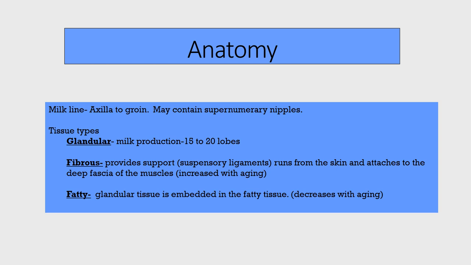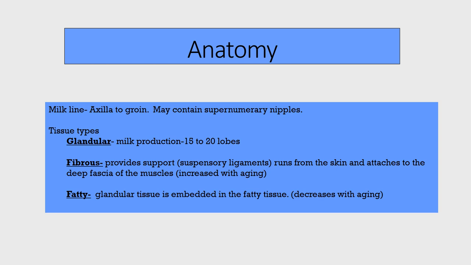There's glandular tissue. This is what actually produces milk after a woman has been pregnant and is lactating. Typically you have 15 to 20 lobes. And your breast isn't actually fully developed until after you've had a pregnancy and delivered. That's when that glandular tissue is going to mature.